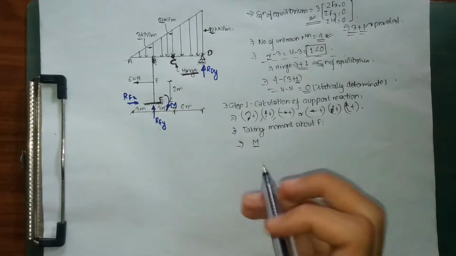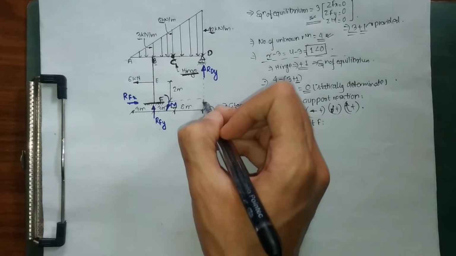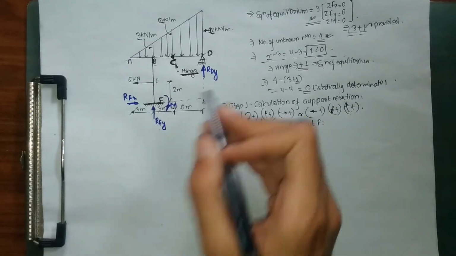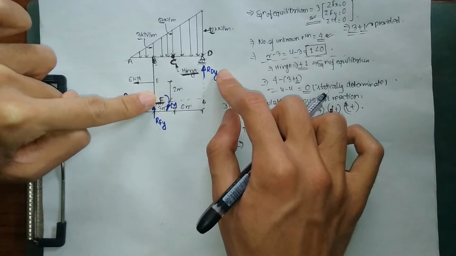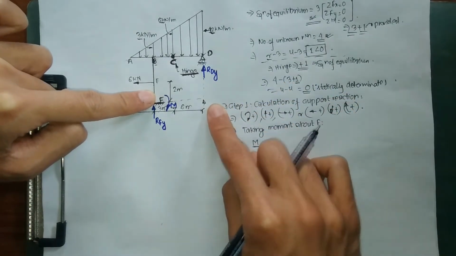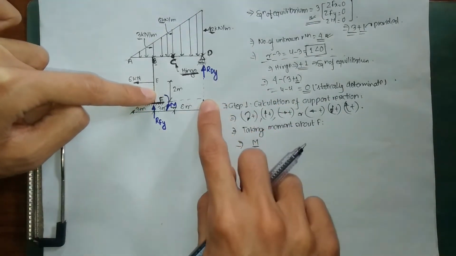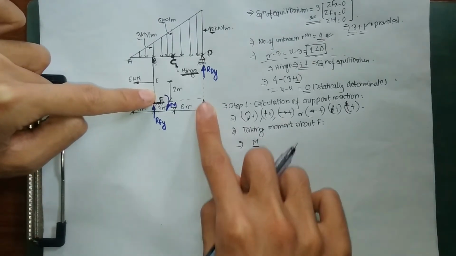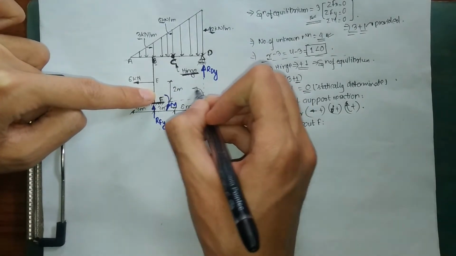Then next we look at RDY. Let me draw a dotted line and shift this RDY downward. To know whether RDY produces a clockwise or anti-clockwise moment about F, put one finger at point F and shift RDY downward in your imagination. RDY is acting upward, so with respect to point F, it is going to push upward. It produces an anti-clockwise moment.